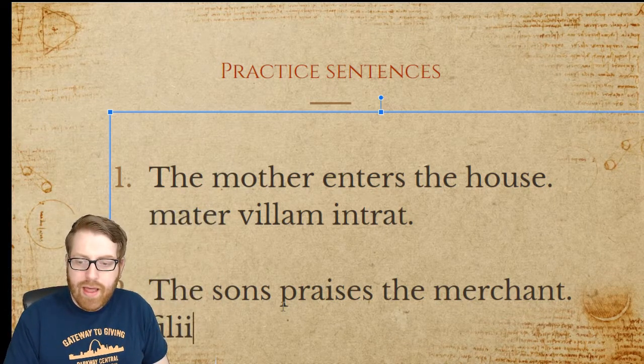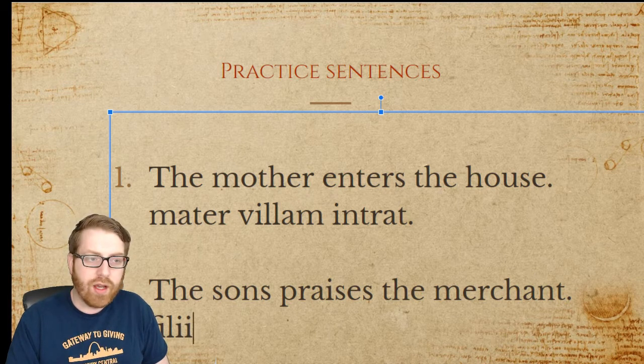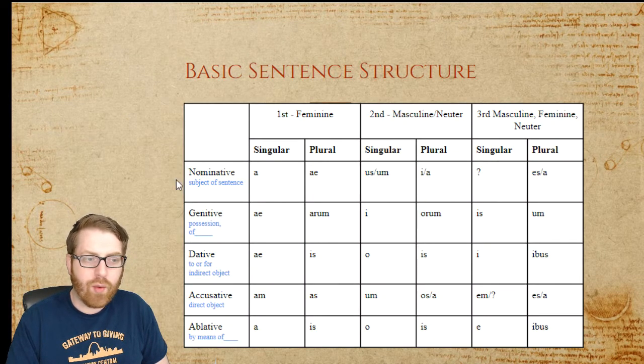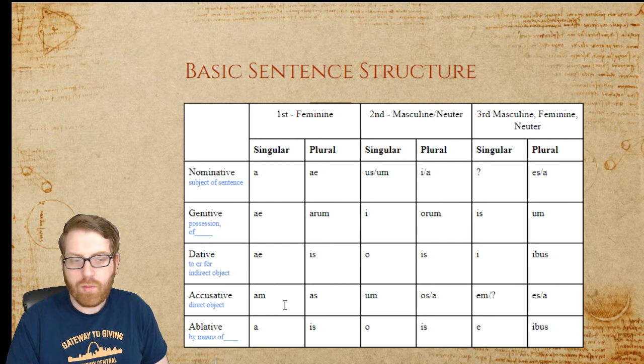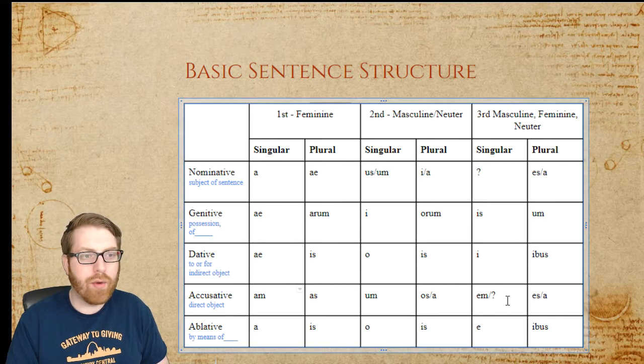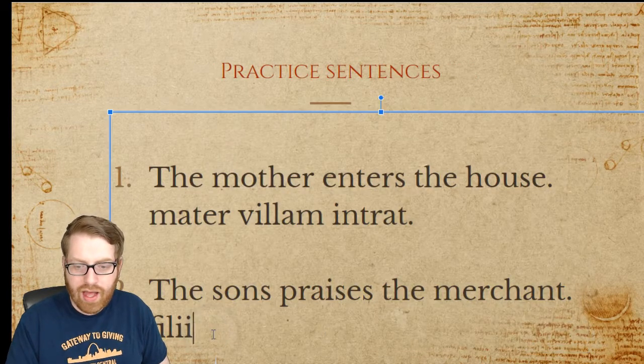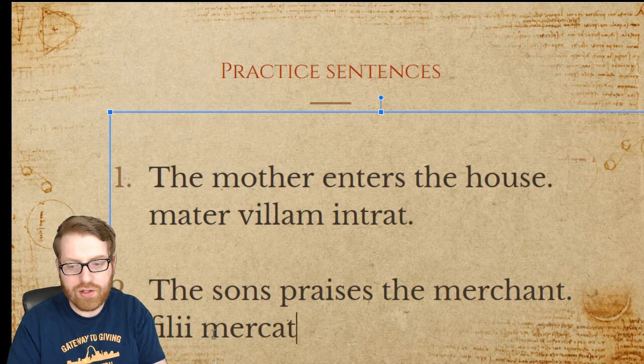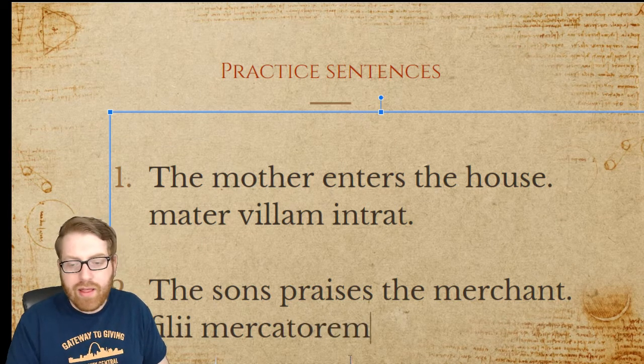All right, and then who is being praised? Who is receiving that action? The merchant. So we go back to our chart and we say, all right, we have one merchant. It needs to be accusative because it's receiving the action, so it'll be an AM, UM, or EM ending that will be needed. So we will have mercatorem.